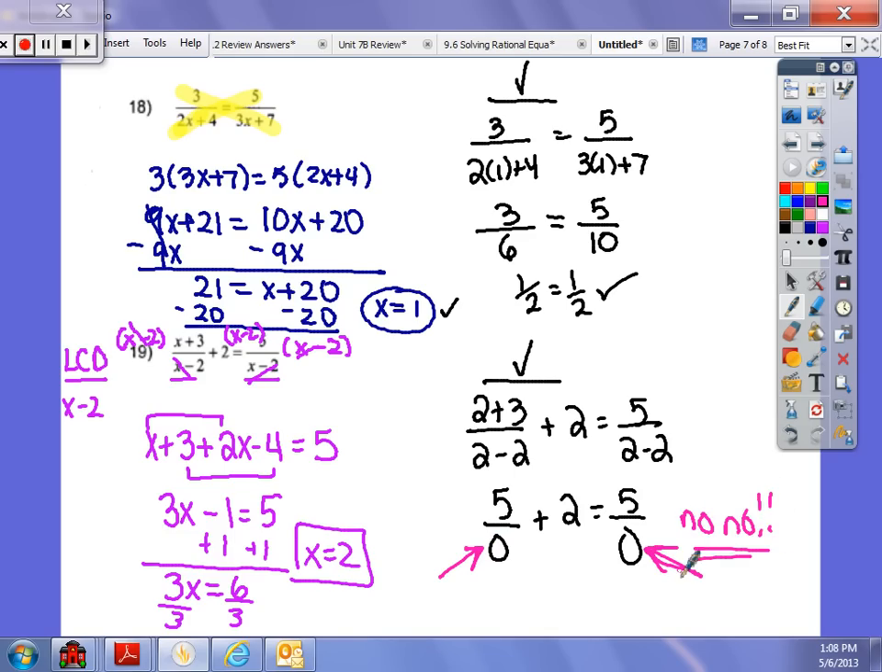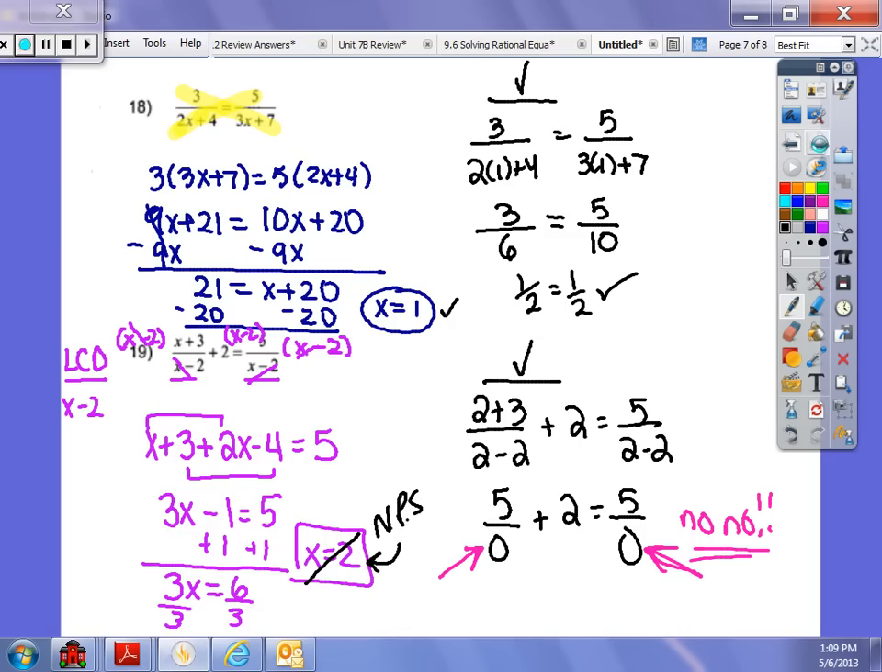And that's the only time that you will have an extraneous solution. Since there are no other solutions here, x equals 2 was our only solution, we can put NPS. Don't forget to cross this out. If there was another solution here, and the other solution worked, then you would not say NPS. You would say that there's only one solution instead of two.